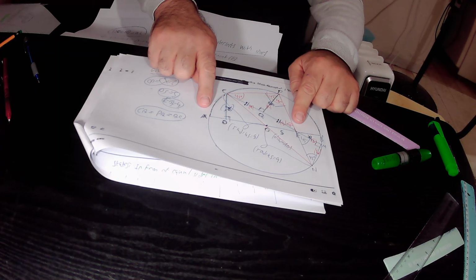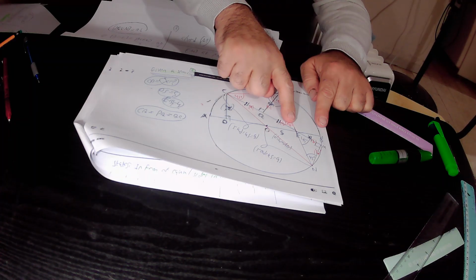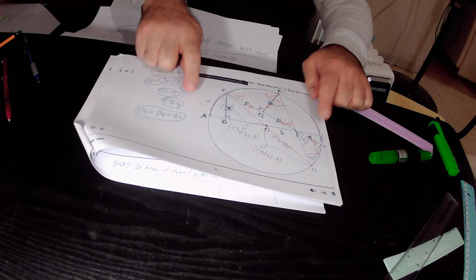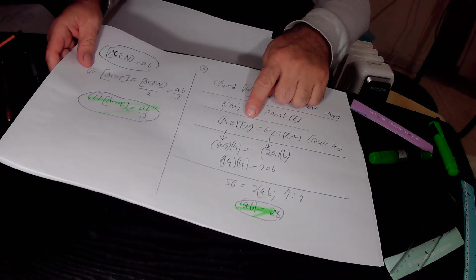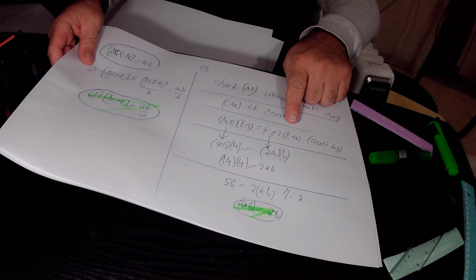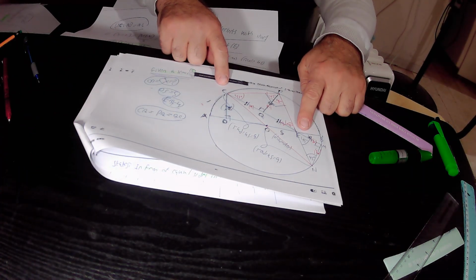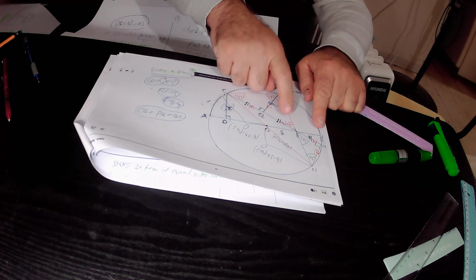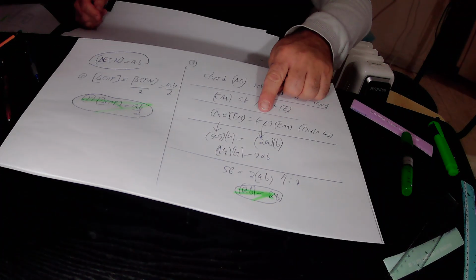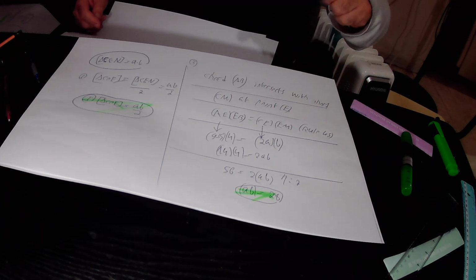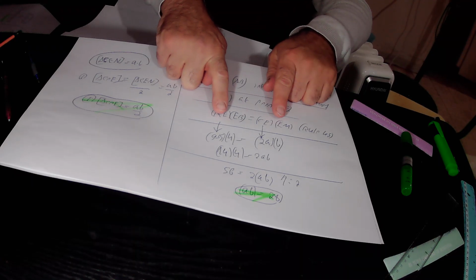AE equals 9 plus 5, that is 14, times EB equals 4. So in total, we have here 9 plus 5 times BE, that is 4, equals CE times EM. CE is A plus A, that is 2A, and EM is B. So in total, we found out that 9 plus 5 times 4 equals 2A times B.